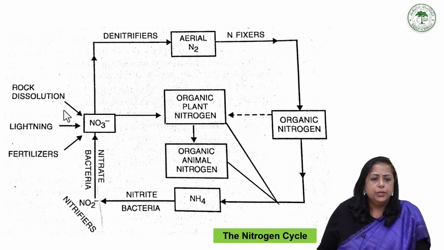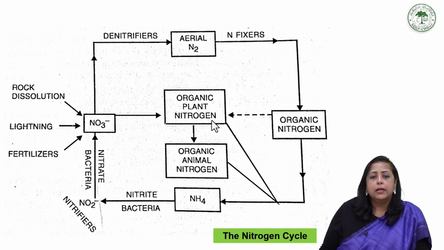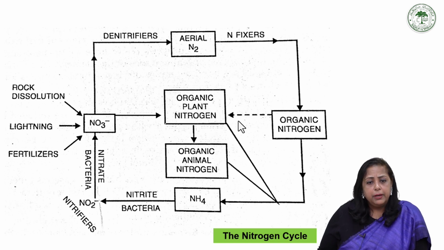Which is showing, this is freely present. This is the nitrate ion, rock dissolution, lightning, and fertilizers. And this figure explains it's going for the denitrification and it's producing N2, and then with the help of the nitrogen fixer bacteria and organic nitrogen, which is going to the organic plant, making the plant nitrogen through the nitrogen fixing bacteria.